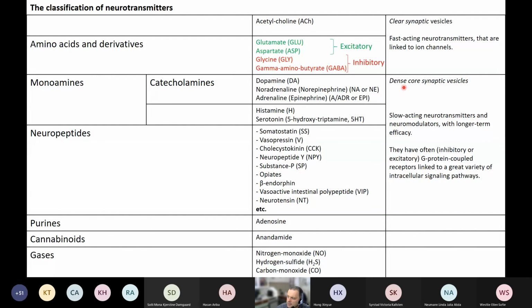How they are visible in the histological preparation is, of course, dependent on the technique we use, but they show different kinds of synaptic vesicles. Either clear or so-called dense core vesicles are related to them. And I mentioned that some neurotransmitters are fast-acting, others are slow-acting. They have a longer effect. These are usually the G protein coupled receptors, and they have a complex intracellular signaling pathway. But you know about these intracellular signaling pathways more than I do from cell biology.